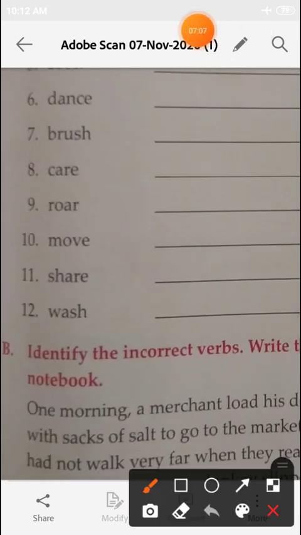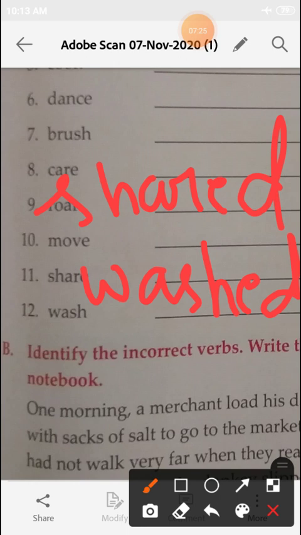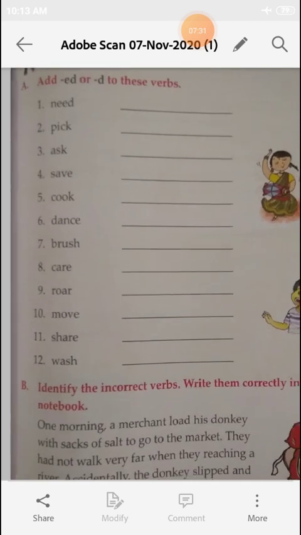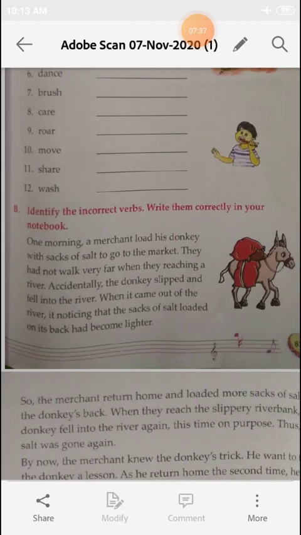11. Share, S-H-A-R-E-D. We add only d in the word share. Wash, W-A-S-H-E-D. We add ed in the word wash. Okay students, so we complete practice A and look at practice B. Identify the incorrect verb. Write them correctly in your notebook.